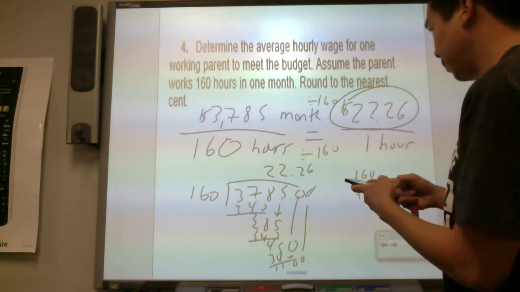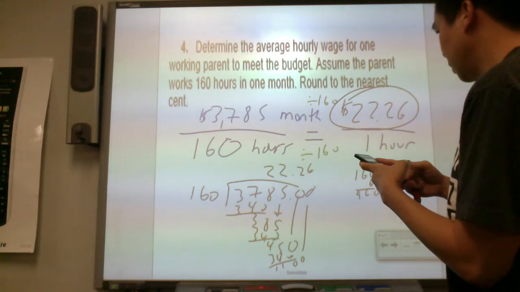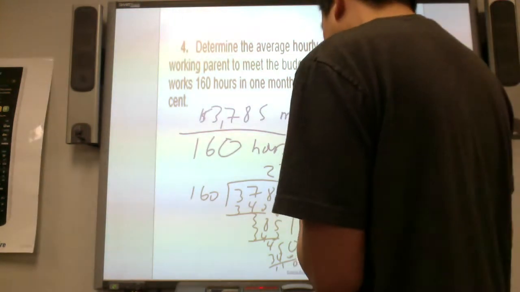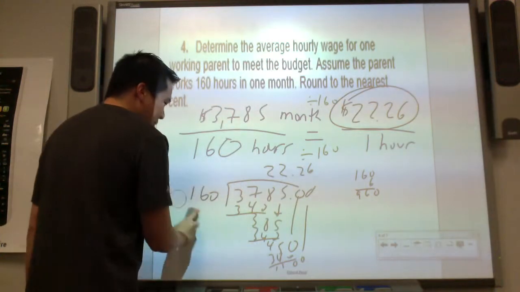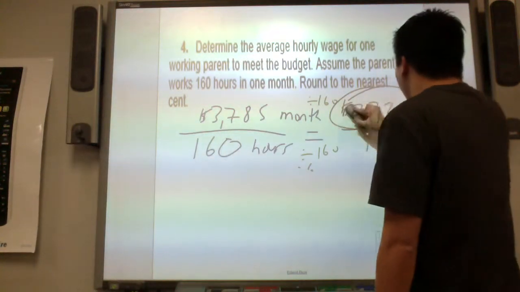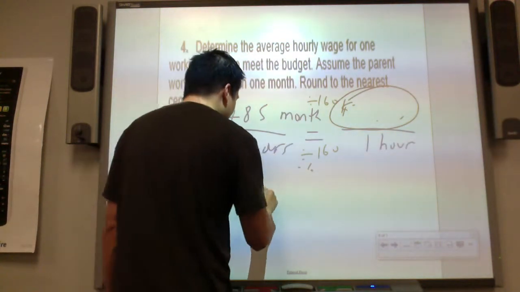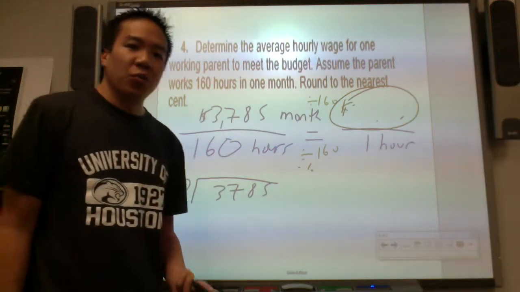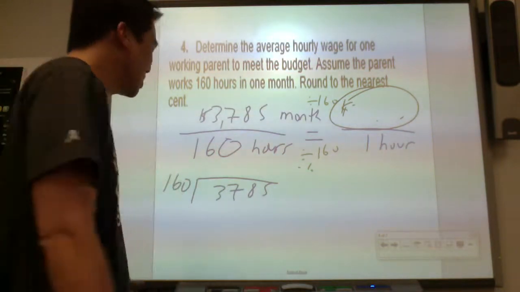Let's go back here again. 3,785 divided by 160. Let's stop right here. Oh! I knew I made a mistake here. I was thinking to myself, hey, let's go back to this one. There is a total mistake right here. 3,785 divided by 160. I thought 160 times 2 is 340. Actually, 160 plus 160 is 320.